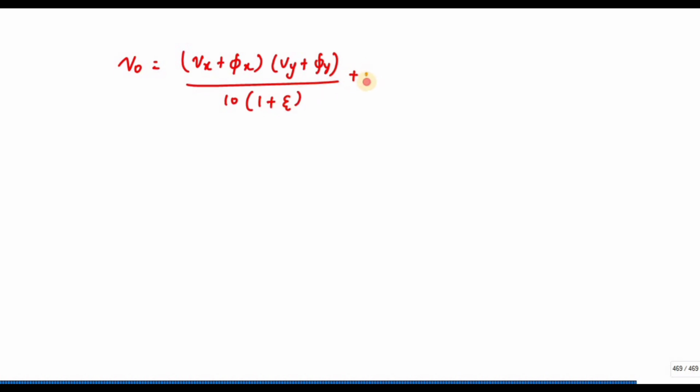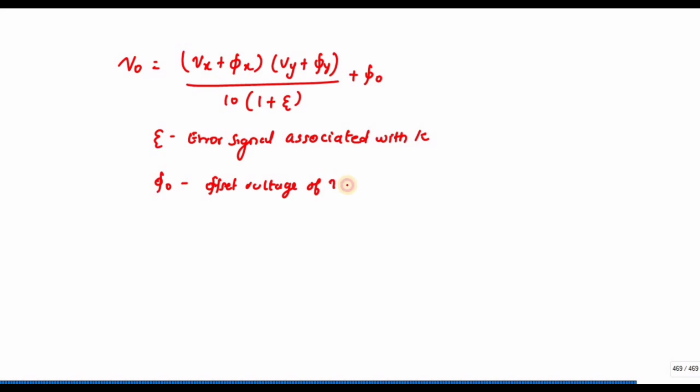If you see the actual multiplier output, I can write it as V0 is equal to (Vx plus Vx offset) into (Vy plus Vy offset) divided by 10 into (1 plus epsilon) plus V0 offset, where epsilon is defined as the error signal associated with K, and the V0 offset represents the offset voltage of V0. The Vx offset and Vy offset represent the offsets associated with Vx and Vy.